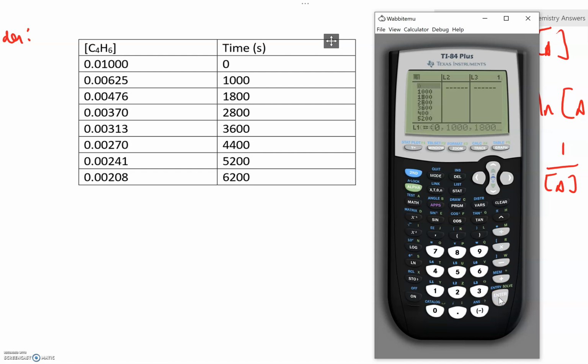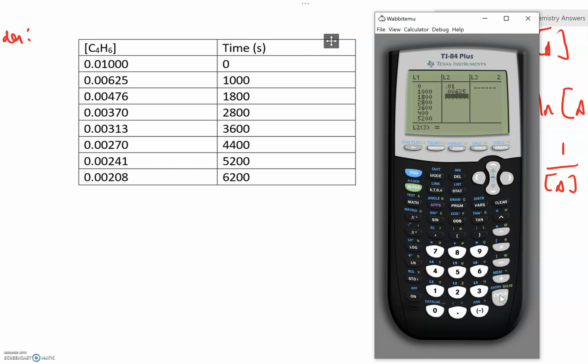That's our time. We're going to do the same thing for L2. And this is going to be our concentration. So our initial concentration at time 0 is 0.01. There's no need to enter all of these zeros. In fact, watch what happens when I try. If I enter 0.01000, the calculator is just going to say 0.01. So it's going to smooth it out for you.